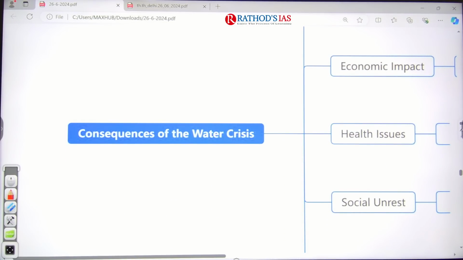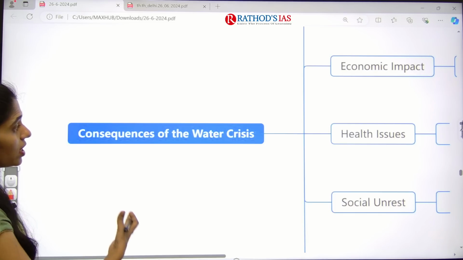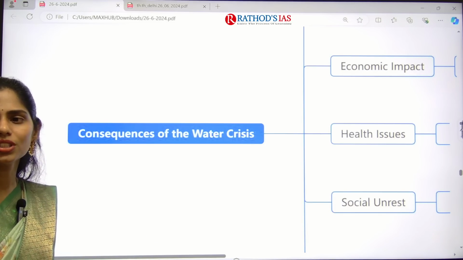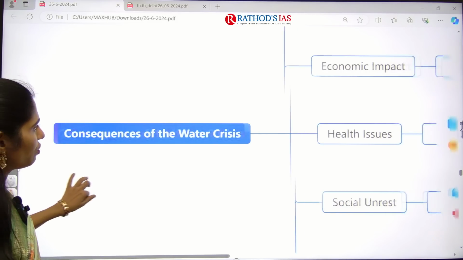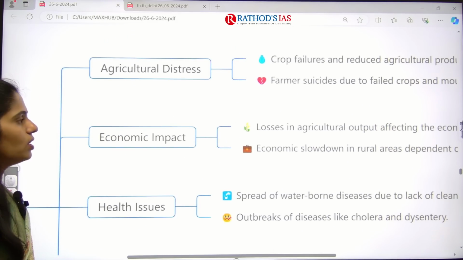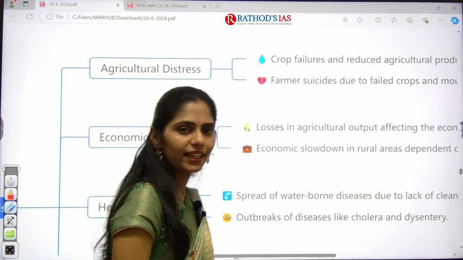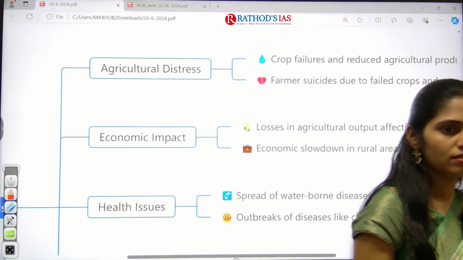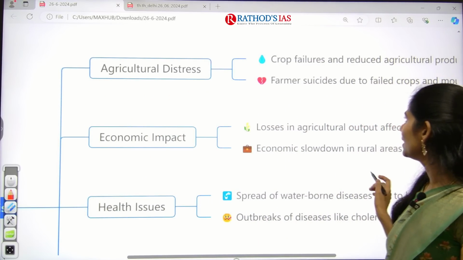So what happens if there is a water crisis? This consequence is very, very important. You have to know this basic knowledge. So where are we using water the most? In agriculture. If there is no water, there is no food production. It is as simple as that.